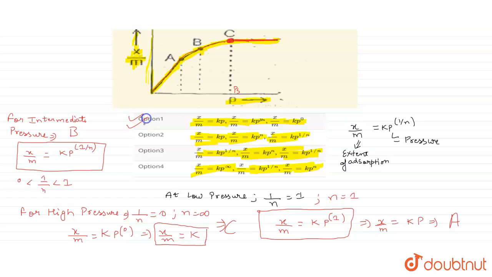So our first option is the correct option, because this is for A, that is for low pressure. This is for B, the intermediate pressure, and this equation is for C, the high pressure. So I hope you guys understand this. So the first option is the correct option.